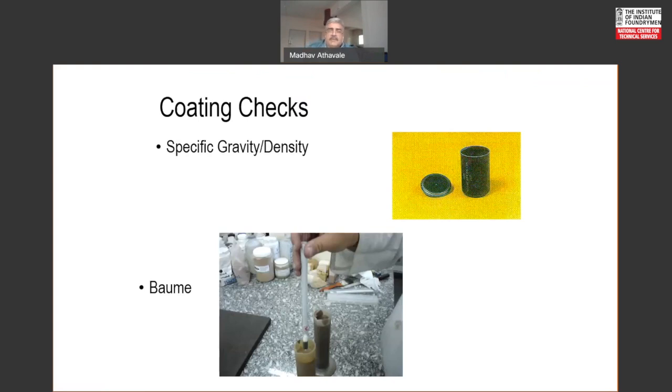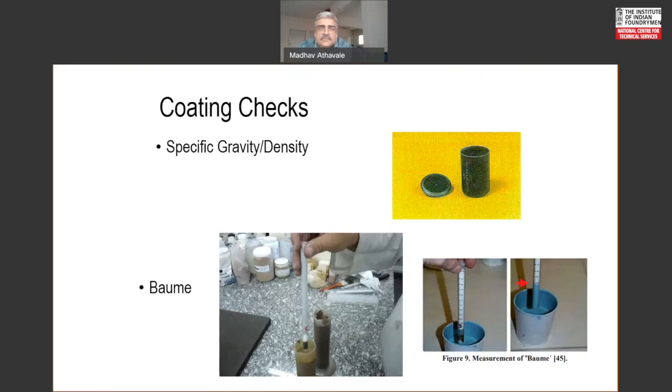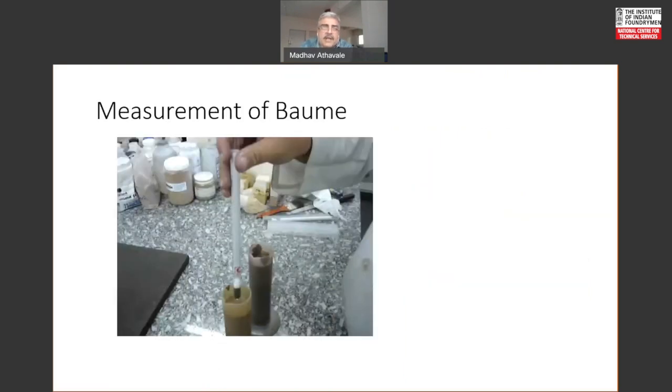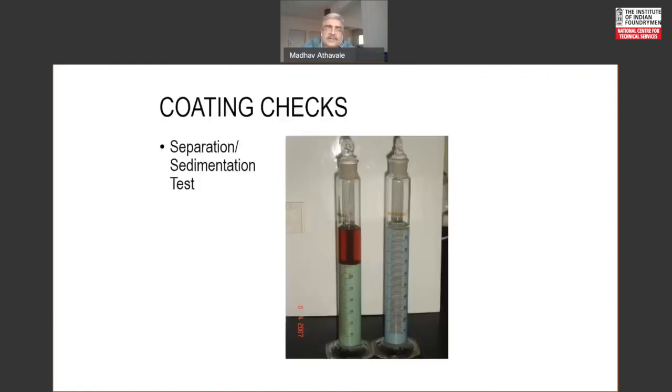Bomb. I'll not show the video here, so we are short of time now. But what is important is how do you measure the bomb? You have to hold the bombometer and allow it to lower slowly into the measuring cylinder in which you have taken the coating. You cannot drop it or force it inside. Otherwise, you will get erroneous reading. I think I'll skip the video here since we are running short.